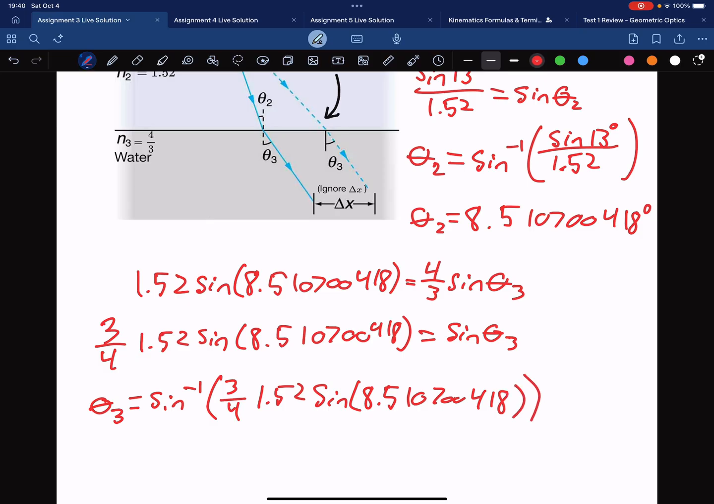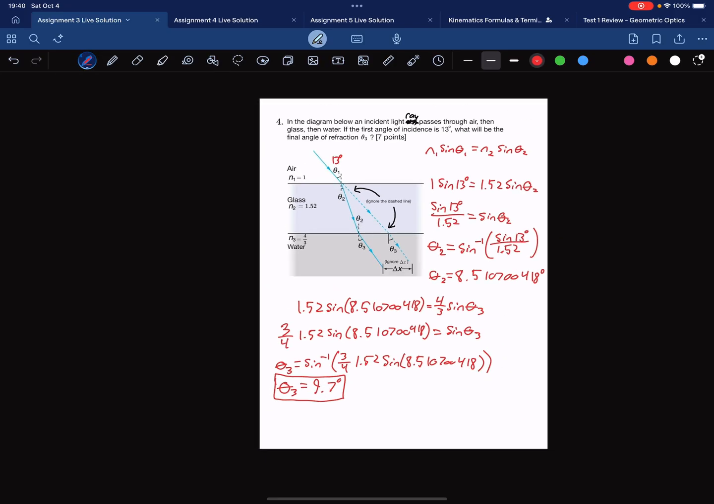I tried doing it all in one step. My calculator gave me a syntax error. Not sure exactly what I did. I broke it down into smaller steps. My calculator spat out an answer, no problem. So really easy to make mistakes there, putting everything in one line. But if you do it properly, it will work. Just be careful. And this gave me 9.7 degrees as my final answer here. So that was number 4.